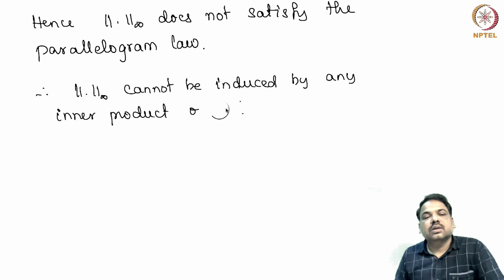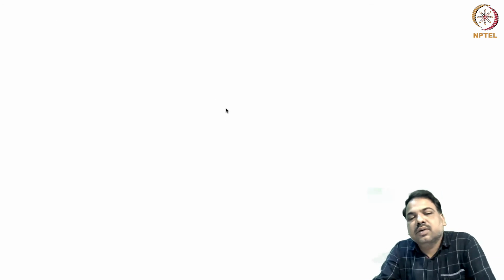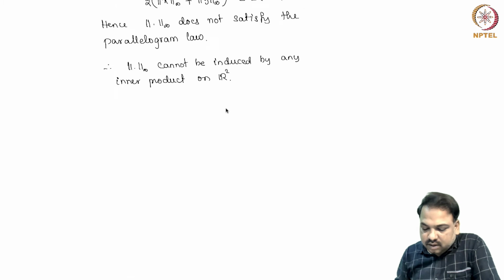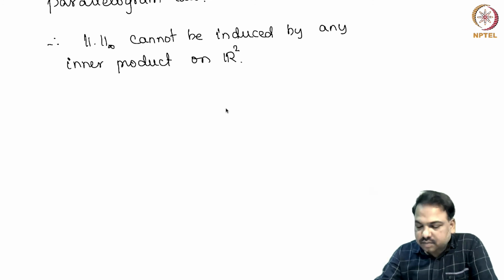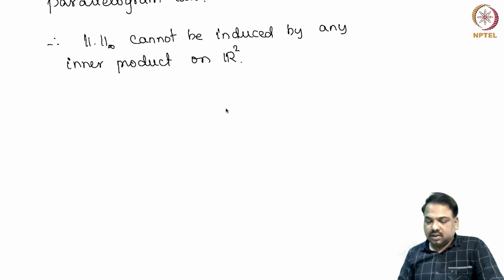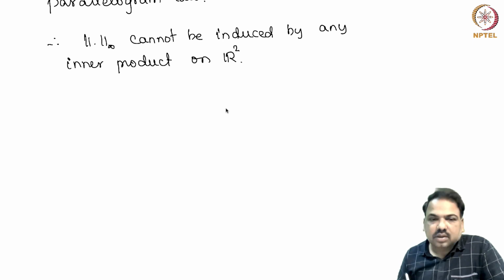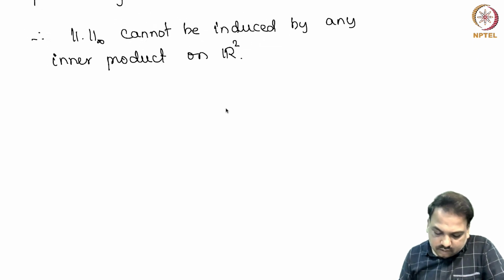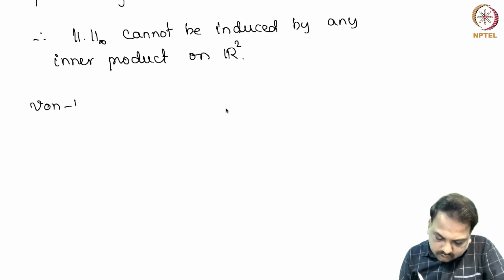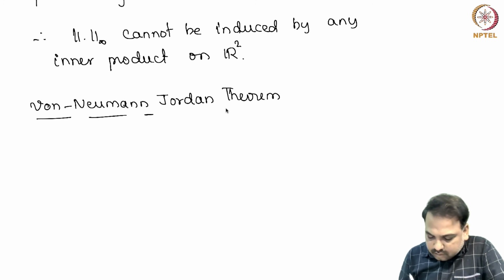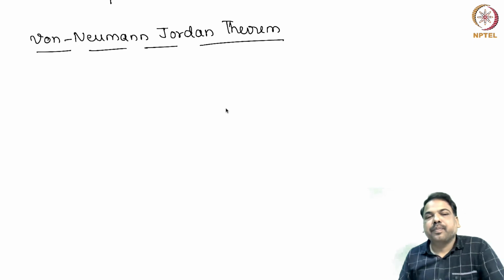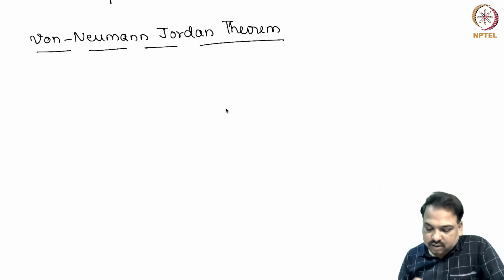Now we can ask the question, suppose we are given a norm which satisfies the parallelogram law, can we say that there exists an inner product which induces the norm? In fact, this answer is true. So this is known as the von Neumann Jordan theorem.